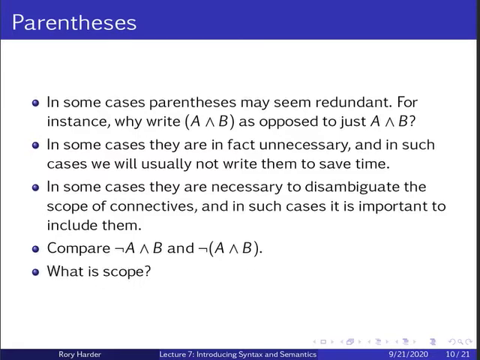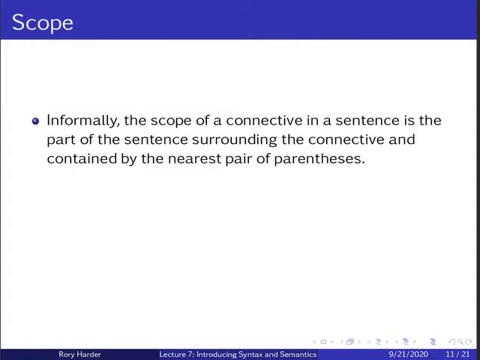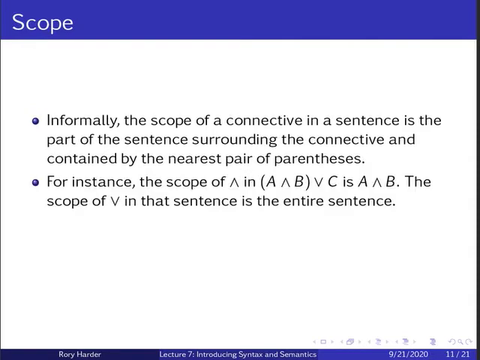So what I just said is that parentheses are sometimes necessary to disambiguate the scope of connectives, and I illustrated that with this example. But you might ask, what is this thing I've just talked about as scope? So informally, the scope of a connective in a sentence is the part of the sentence surrounding the connective and contained by the nearest pair of parentheses. So what does that mean?